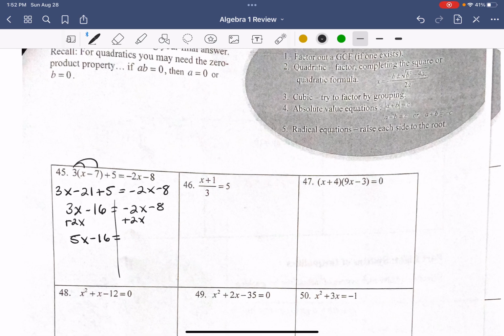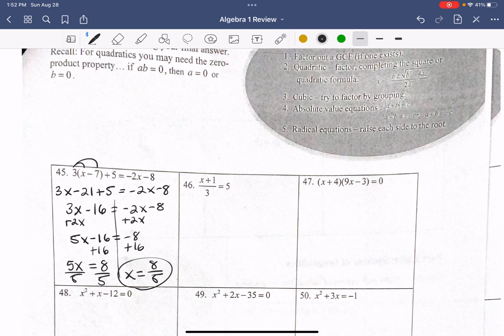5x minus 16 equals negative 8. Then I add 16 to both sides. I get 5x equals 8. Divide by 5, divide by 5. X equals 8 over 5 is a perfectly acceptable answer to that.